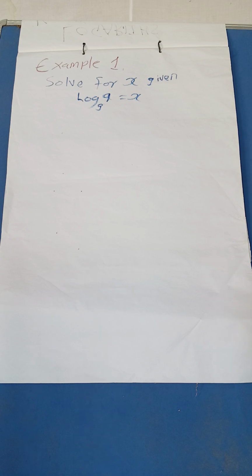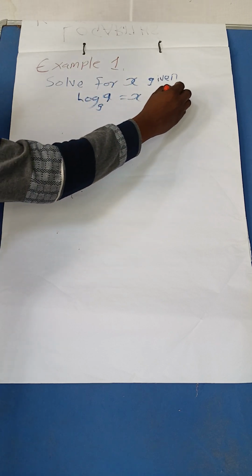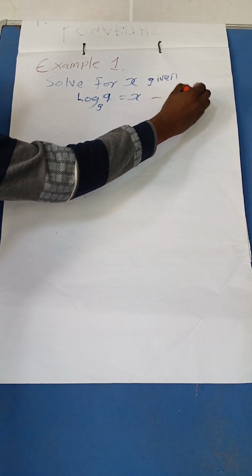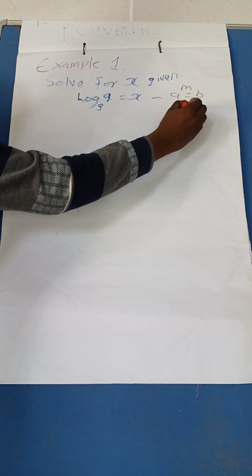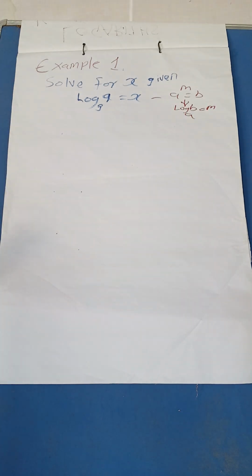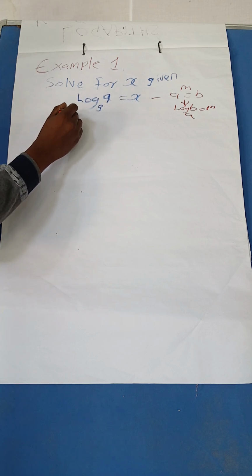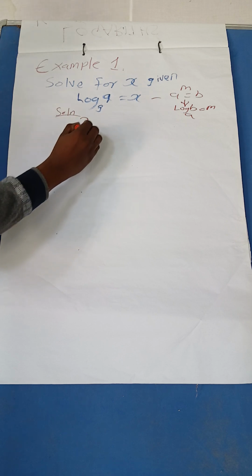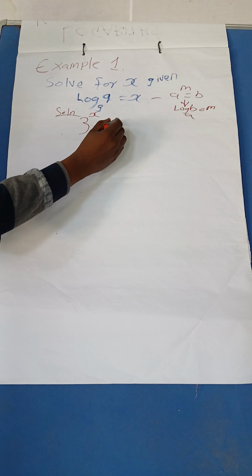Now, you remember when I started introducing this, I mentioned that if you have a power m is equals to b, it's just the same as what? Log b base a is equals to m. You see, very simple. So the same case we treated, we are going to treat here. So the solution to this will be 3 power x is equals to 9.